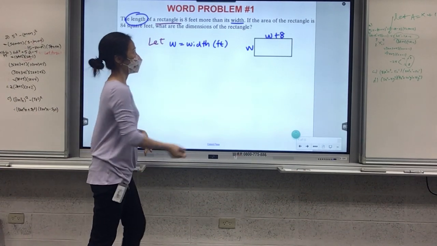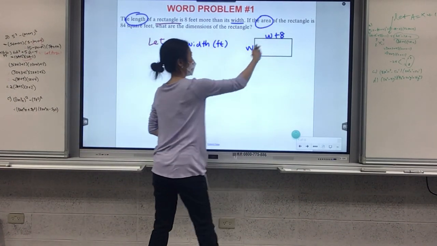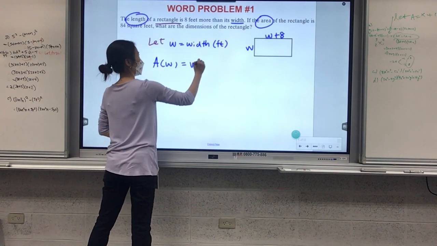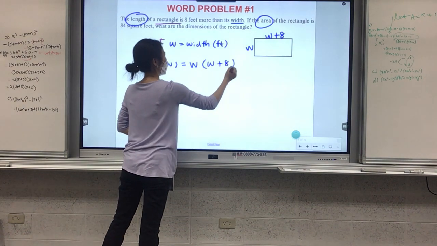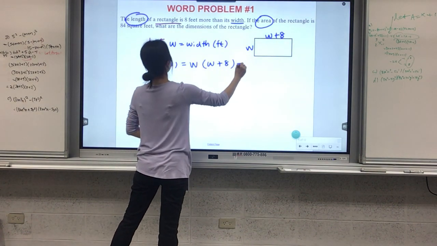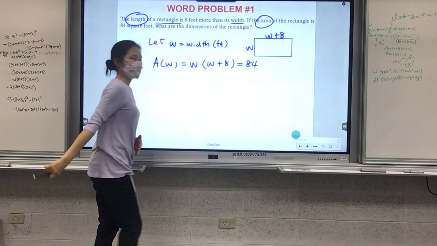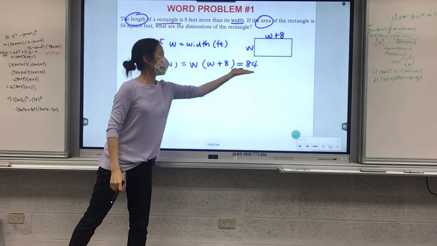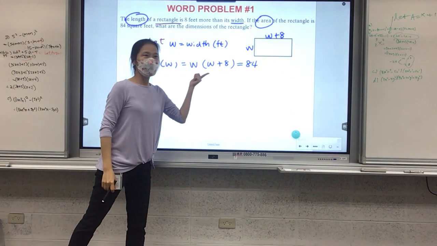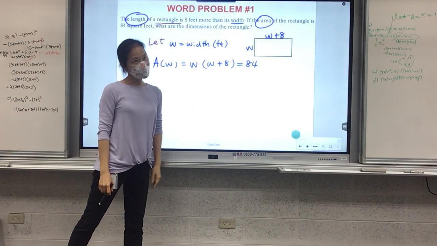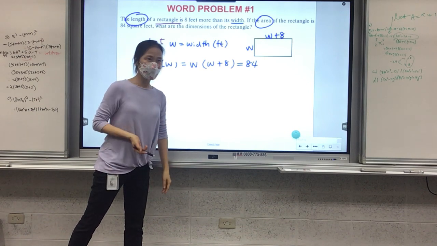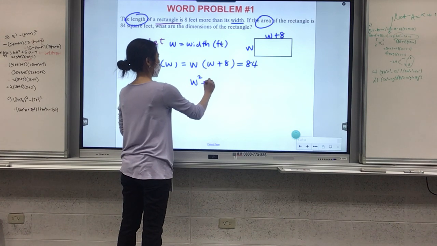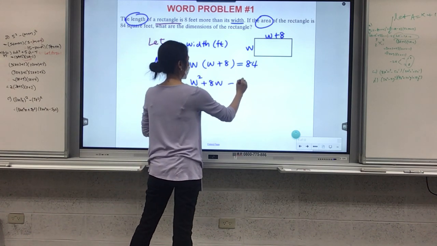They say the area is length times width. So area in terms of W will be W times (W plus 8), and they say this is equal to 84. Do not try to find the combination already. Expand, move everything to one side to factor. So you're going to do W squared plus 8W minus 84.